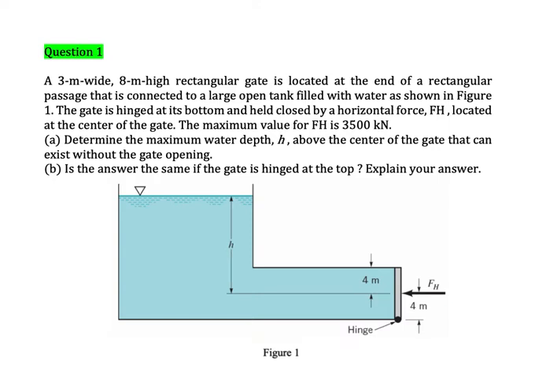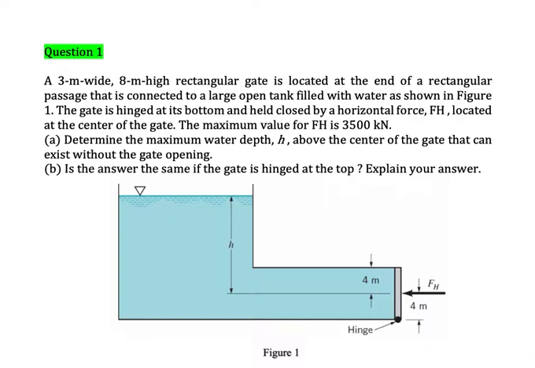This is tutorial question 1. A 3 meter wide, 8 meter high rectangular gate is located at the end of a rectangular passage that is connected to a large open tank filled with water as shown in figure 1. The gate is hinged at its bottom and held closed by a horizontal force Fh located at the center of the gate. The maximum value of Fh is 3,500 kilonewton.